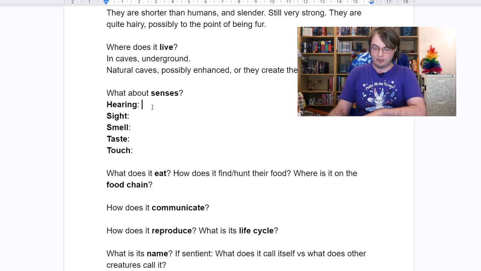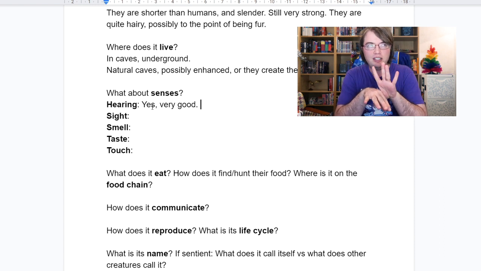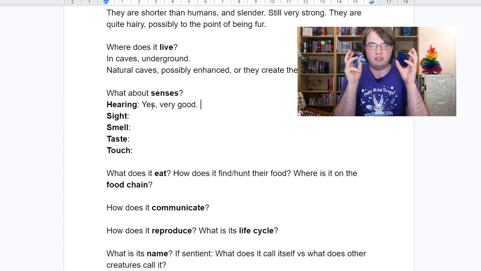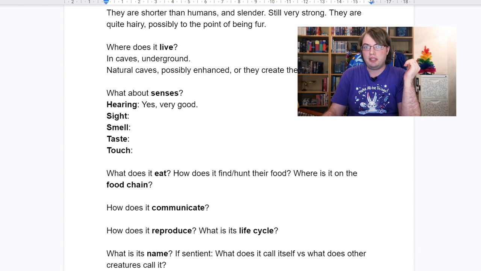So, we are looking at hearing, and yes, they have hearing. They probably have very, very good hearing. Again, basing this on bats, I don't think I'm going to give these creatures echolocation or sonar, but they have very good hearing. Sight, yes, they have sight. They have eyes. They probably have eyes that work a lot better in low level lighting than in full daylight. So they can probably see a lot better than humans in the dark or in the mostly dark, but probably not as well in full daylight.